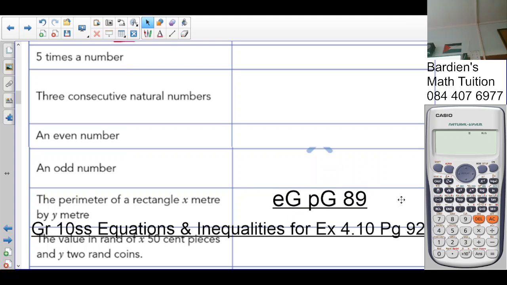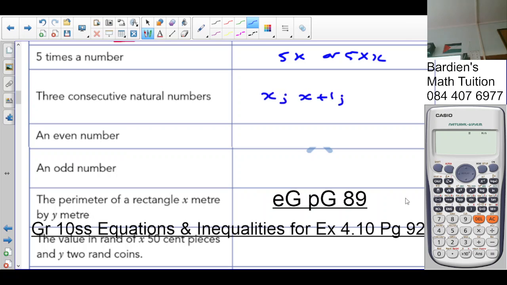5 times a number is 5x, or 5 times x. 3 consecutive natural numbers. What does consecutive mean? Numbers that follow each other. So 1, 2, 3, or 3, 4, 5. Or 98, 99, 100, or 1003, 1004, 1005. Those are consecutive numbers. So it's just one more. If I start with x, the next number is going to be x plus 1, then we add another 1 to that expression, and you get x plus 2. Any confusion so far?